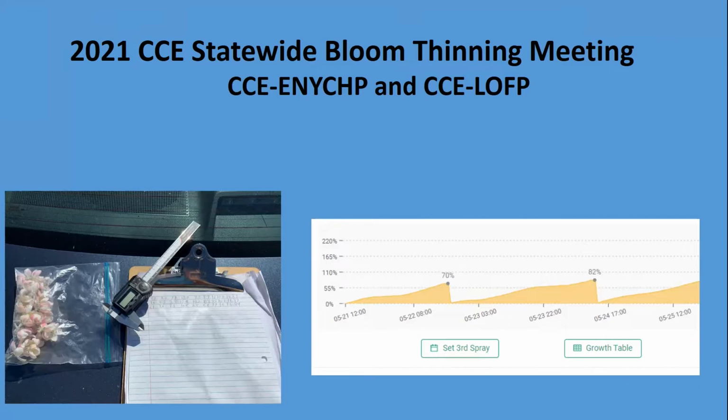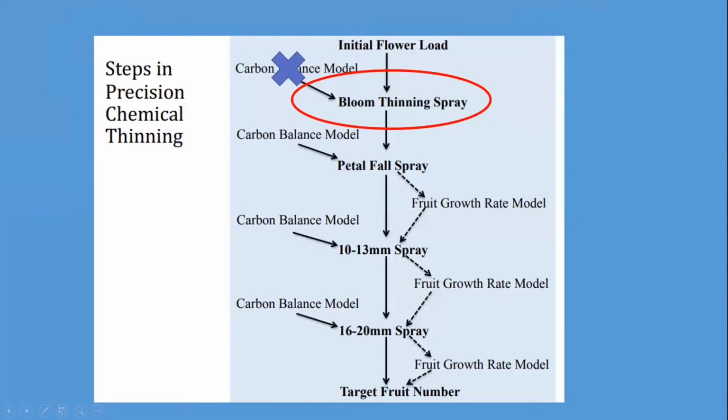Today we're going to be having our second of our two statewide precision crop load management meetings. This is being presented jointly by Cornell's Eastern New York Commercial Horticulture Program and the Lake Ontario Fruit Program. So here we are in our current state of the Precision Crop Load Management Program. Today we're going to be focusing on that second portion, the bloom thinning portion, and taking a deeper dive into the pollen tube growth model.